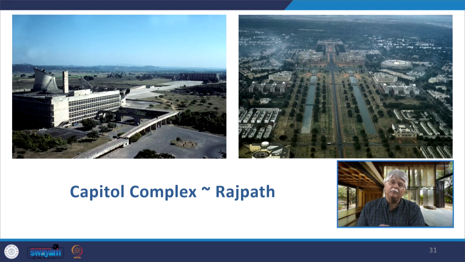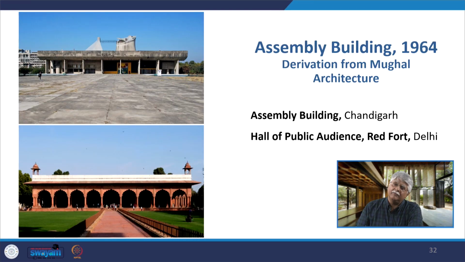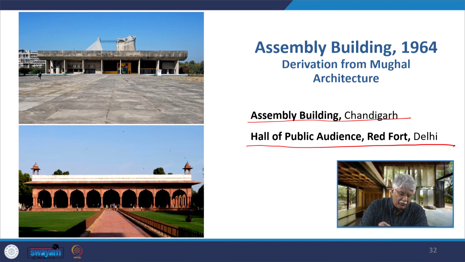The Capitol complex is also compared with Rajpath as a contrast. Rajpath had a very strong central axial symmetry, whereas the Capitol complex in Chandigarh has a very big plaza. There is also a derivation again from Mughal architecture, in which the assembly building in Chandigarh is compared or related to the Hall of Public Audience in the Red Fort in Delhi in the way the building has been put together.